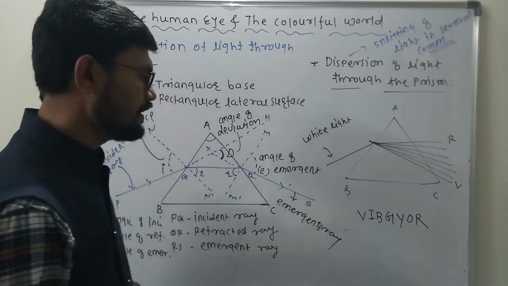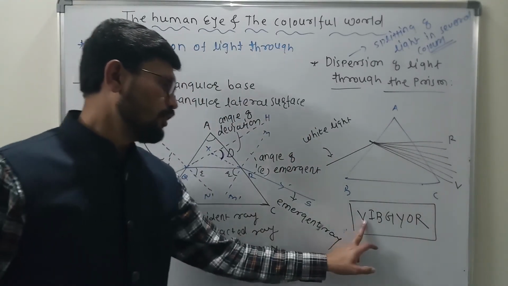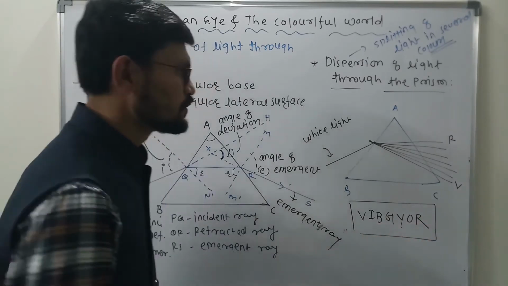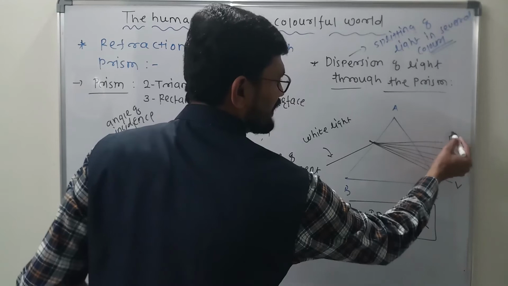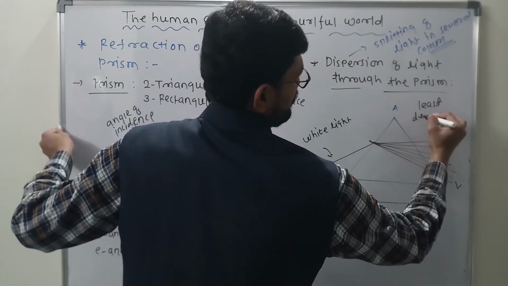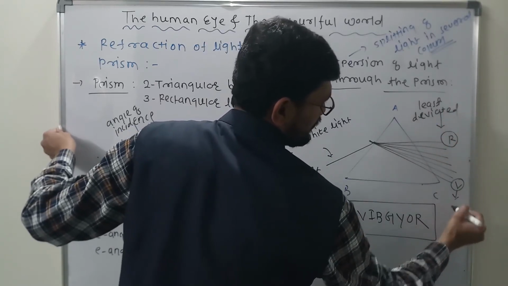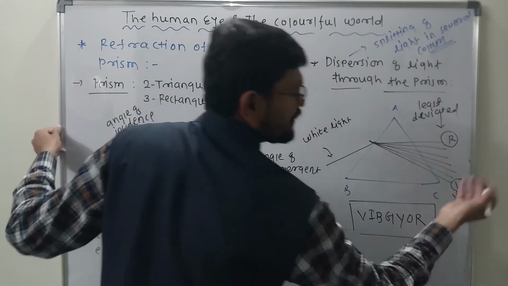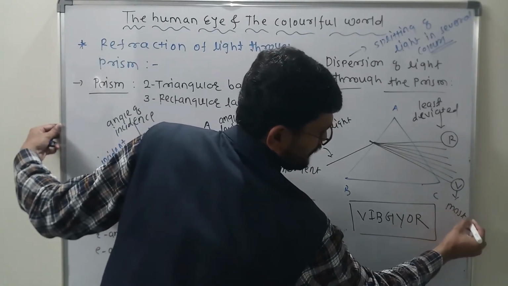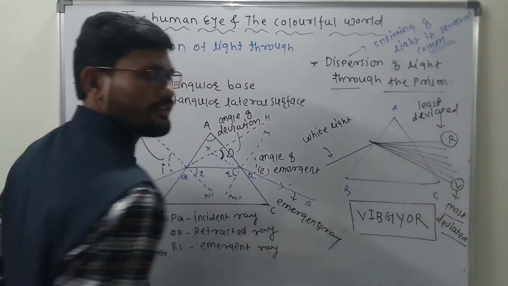Clear? Now what is this sequence? This sequence is VIBGYOR: violet, indigo, blue, green, yellow, orange and red. So red is the least deviated color. And V, that is violet, is the maximum deviated, most deviated color. Get what I am saying?